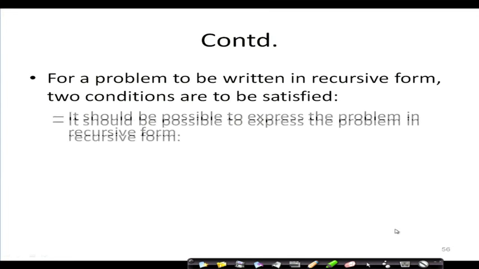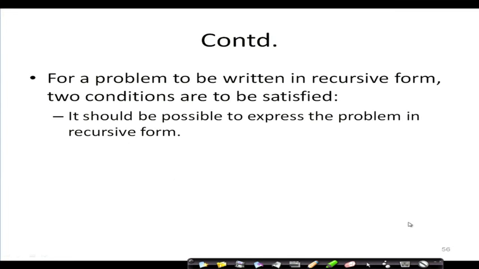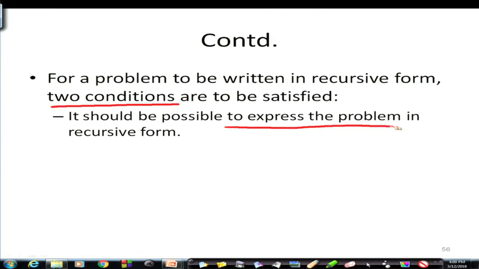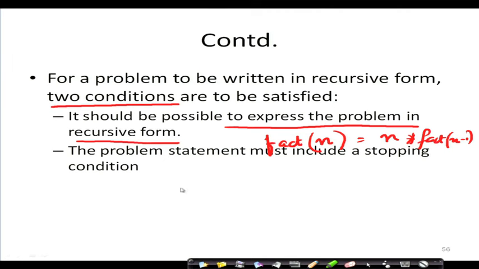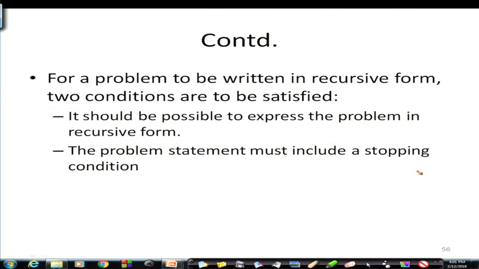So, two conditions are to be satisfied in order that we can write a recursive formula. One is it should be possible to express the problem in the recursive form just like factorial. Factorial n is n times factorial n minus 1, and also there is another point, that is the problem statement must include a stopping condition. What was my stopping condition in the case of factorial? Factorial 1 is 1. Okay. So, that was the stopping condition.